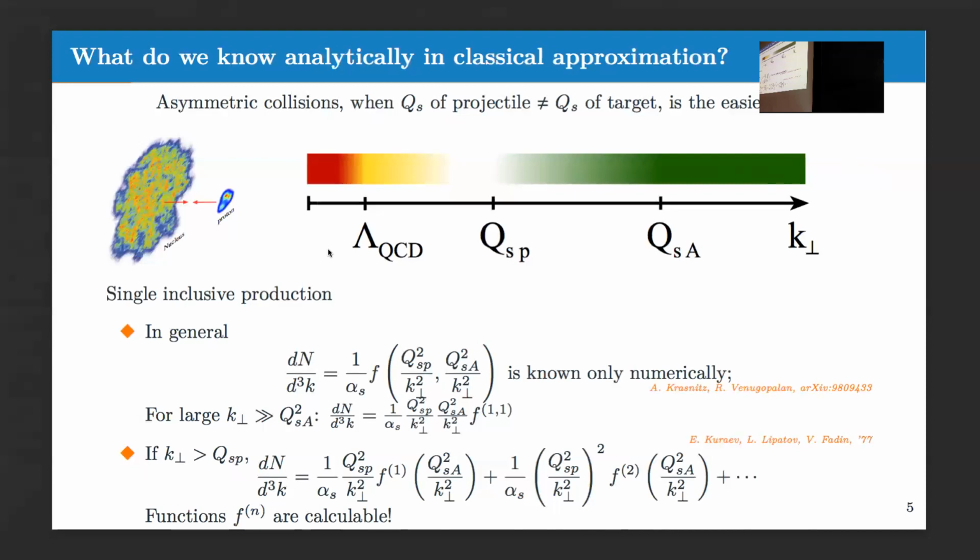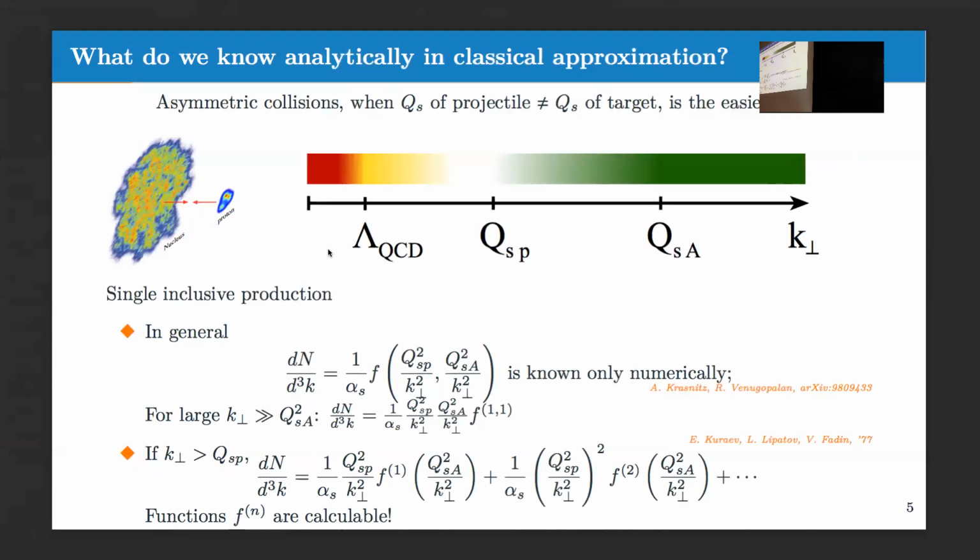In general, if I take the color glass condensate picture and try to describe the particle production, it will be given by some function of the ratio of the scales: the projectile QS over the momentum, and the target QS over the momentum. In general, it is only known numerically.